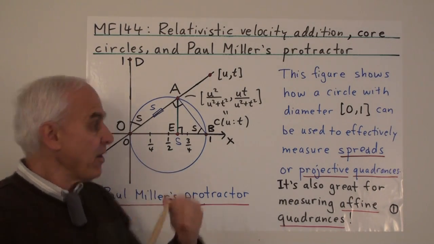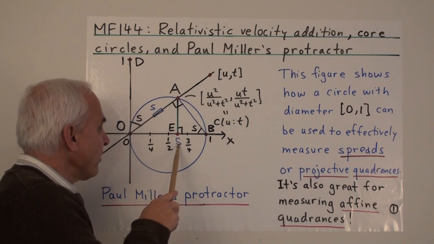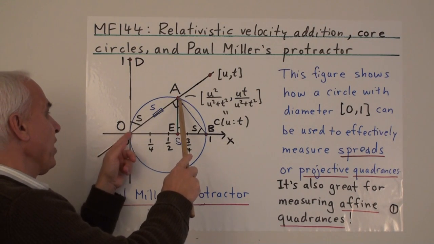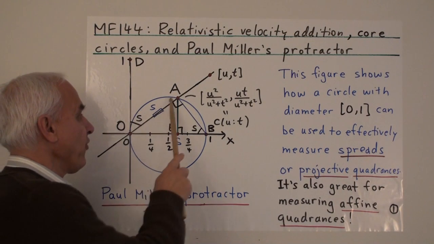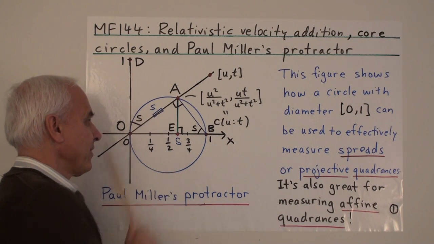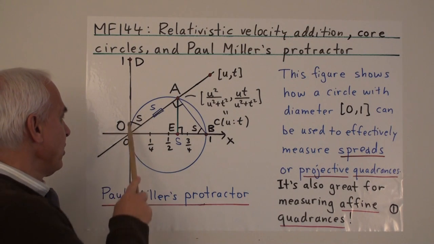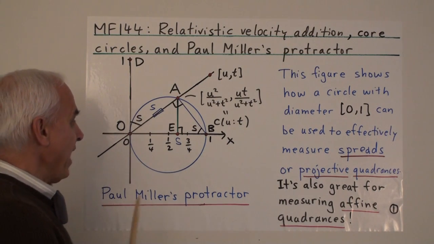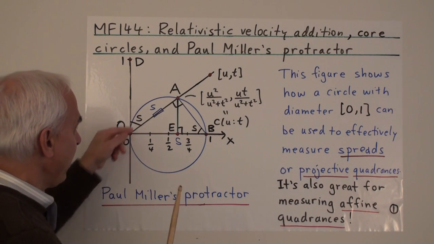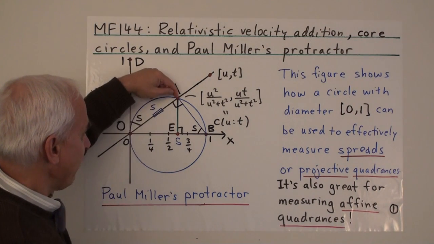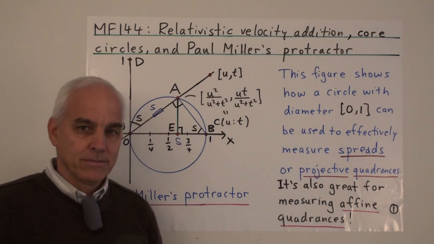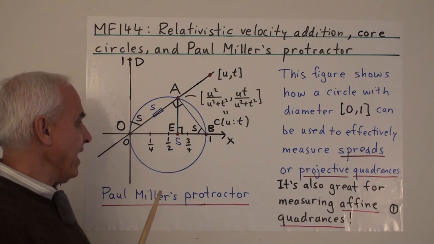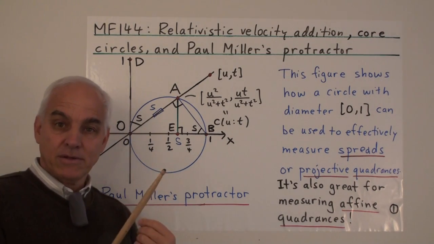They are both read off as being the x-coordinate s that appears here. Moreover, the quadrance between here and here is also s. So the same diagram measures two spreads, and a quadrance, and allows us to read that off just by looking at the projection down of a point on the core circle. This is a beautiful way of visualizing and interpreting and measuring spreads.